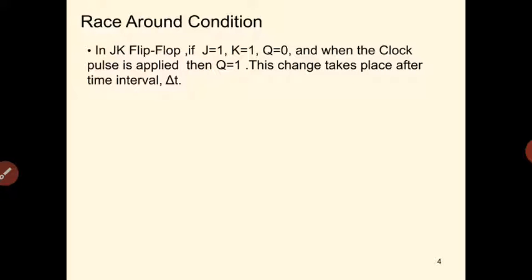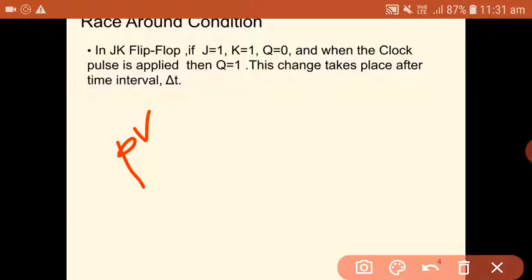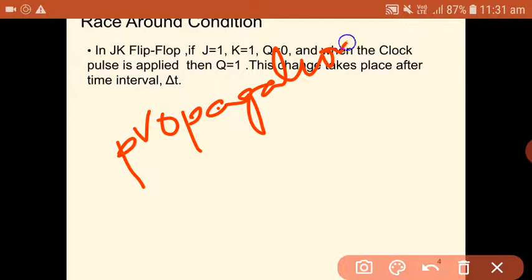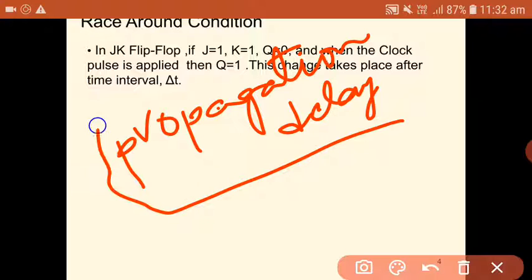Before that, we will see what is this race around condition, which we have seen already in the previous lecture. In JK flip flop, if J is equal to 1 and K is equal to 1, and if Q is equal to 0 initially, that means previous output state is 0, and when the clock pulse is applied, then Q becomes 1. Then this change takes place after the time interval delta t, and this delta t you are calling propagation delay.